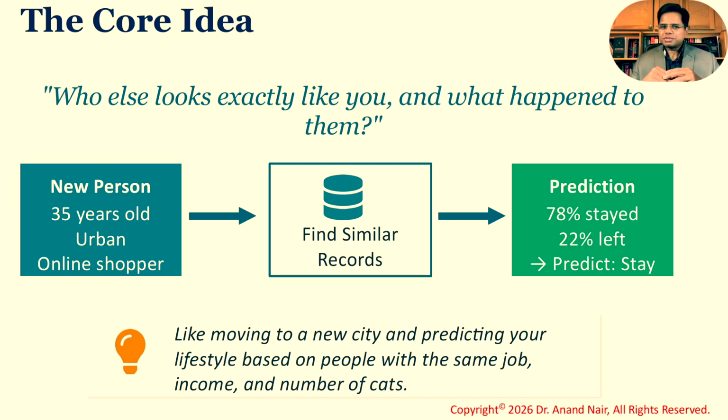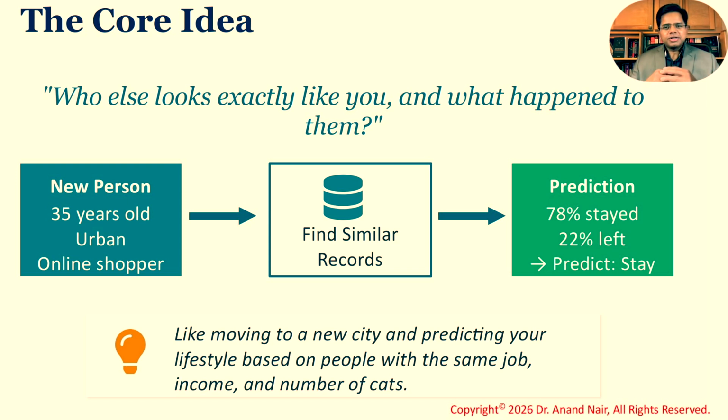The Bayesian approach is basically, let me find everyone in my historical data who looks exactly like you and see what happened to them. Think of it like moving to a new city. Want to know if you'll enjoy the nightlife? Find people who have your exact same job, income bracket, age, and number of cats. If 78% of them go out every weekend, well, you probably will too.